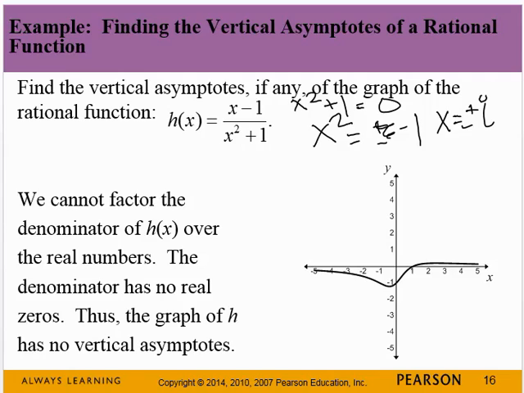So we cannot factor the denominator of h of x over the real numbers. So the denominator has no real zeros, thus the graph of h has no vertical asymptotes.